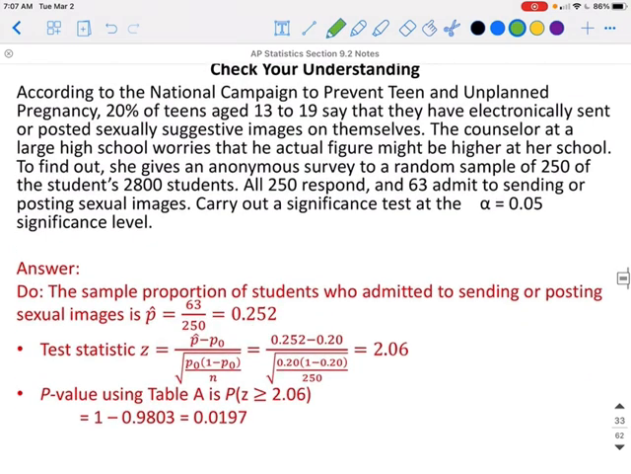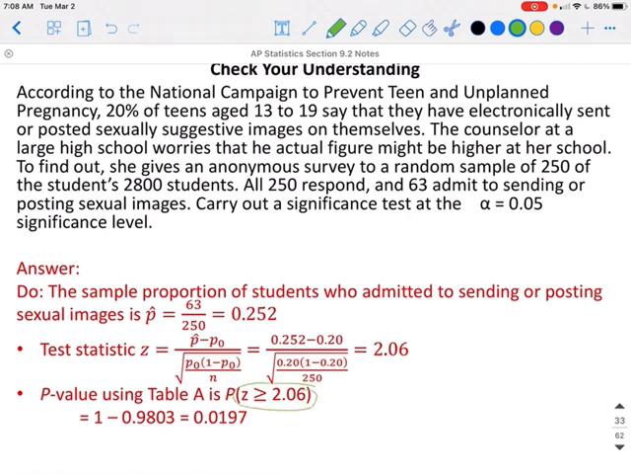Next is when you're going to actually do the calculations. So the first thing you need to do is calculate your sample proportion, which in this case is 63 out of 250, or 0.252. Next, you're going to find your z-value or your test statistic. So you're going to do your statistic minus the parameter all over the standard deviation, and that's going to give us a z-value of 2.06.